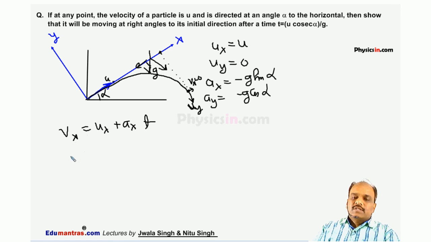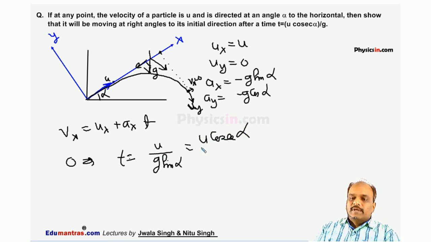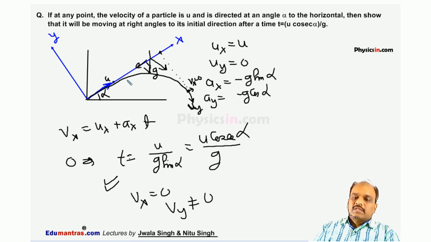If I put Vx equal to 0, it will give me t equal to ux divided by ax, minus ax meaning g sin alpha, so t is u cosec alpha by g. This is the time when the velocity of the particle is along the y-axis, Vx becomes 0 and Vy is not 0. So the initial velocity is along the x-axis and the velocity at this instant is along the y-axis. These two velocities are mutually perpendicular.